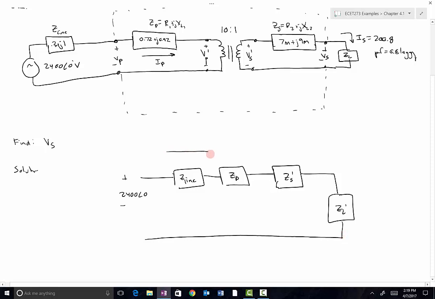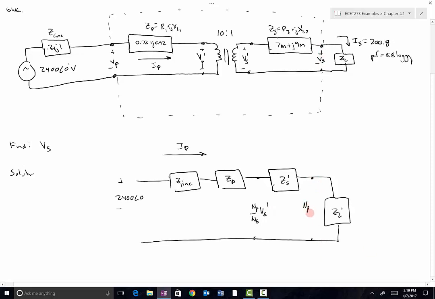The current flowing in this branch is the primary, and the voltage appearing here is this voltage here, so that's NP over NS times VS prime, and the voltage appearing here, that's NP over NS VS. So that's the complete circuit model for the reflected impedance there. So all we have to do now is just fill this in.